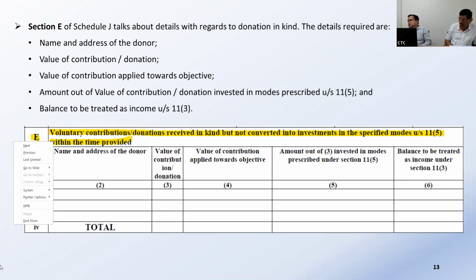Supposing I take a building, I buy bricks, I buy cement, and I don't construct by the end of the year, does it become a violation? No. That construction is immovable property. This is movable property. That's the difference. Second thing is buying gold bars or silver bars is not covered in 11.5. Third thing is if you have received donations, then you have to convert.